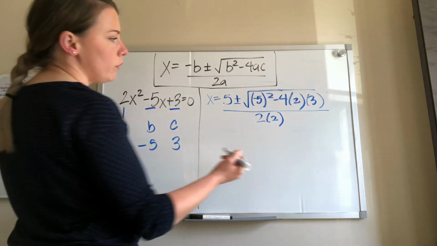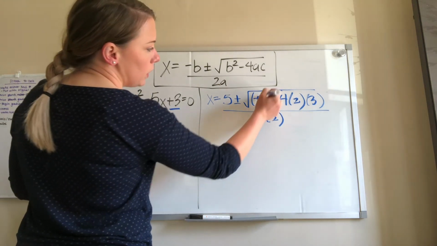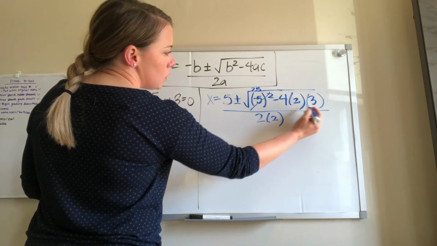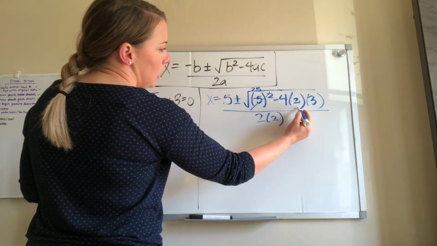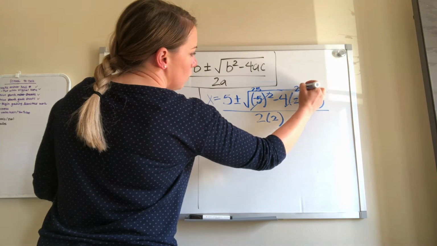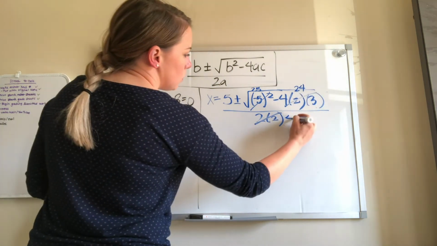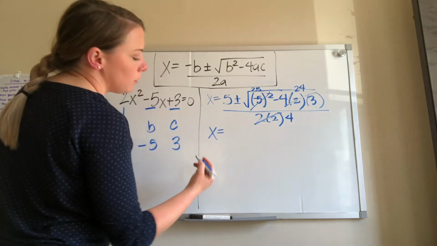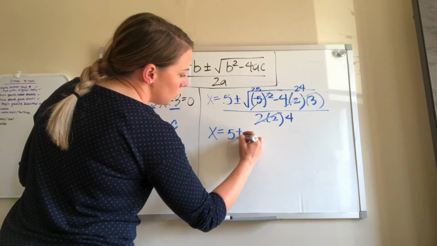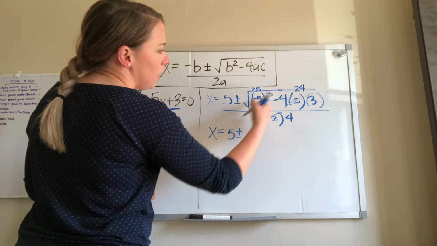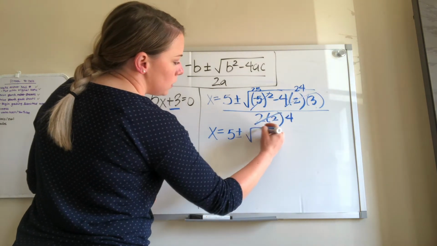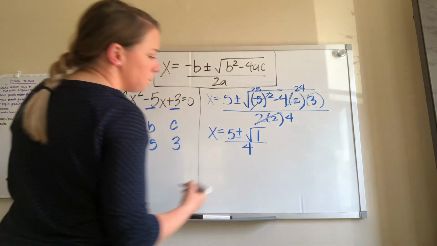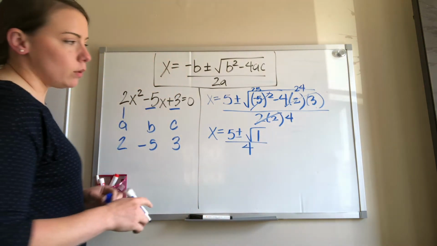I have -5 squared, which is 25. I have 4 times 2 times 3, so that's 8 times 3, which is 24, and then 2 times 2, which is 4. All right, and then I'm going to keep simplifying, so I have 5 plus or minus 25 minus 24 is 1, so that's the square root of 1, all over 4. And then I have to solve that both ways.